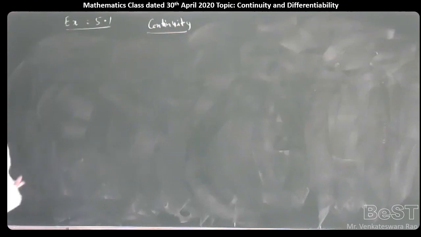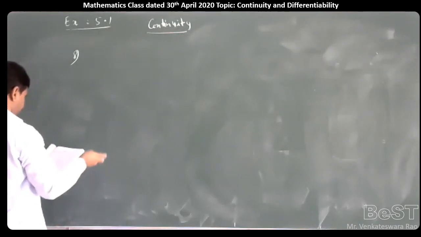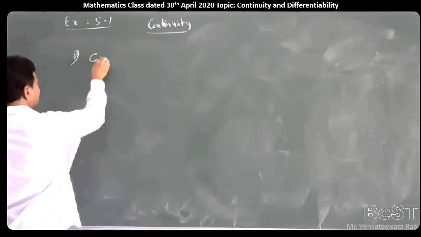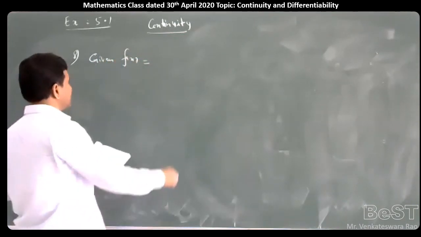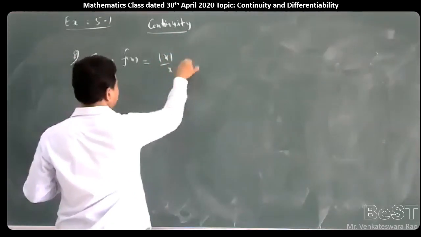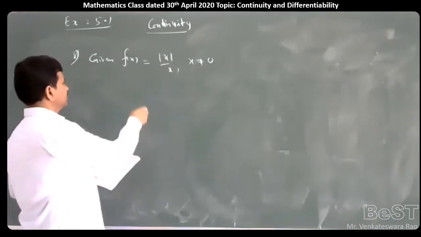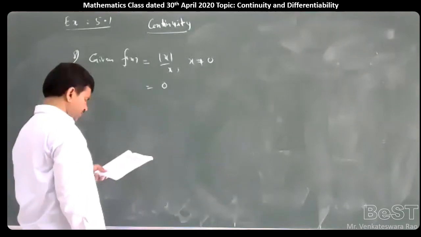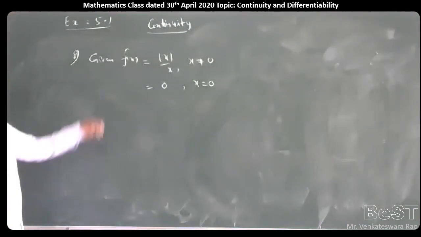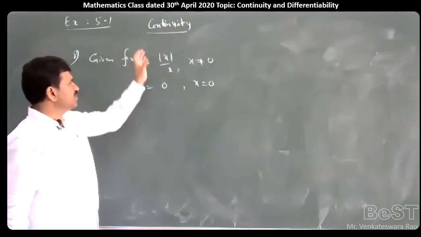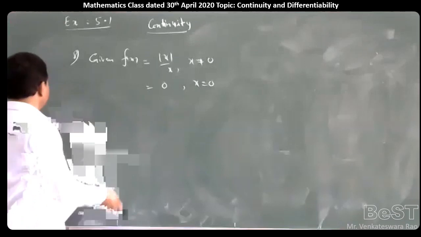Now the 8th problem. Given f of x is equal to mod x by x, when x is not equal to 0, and equal to 0 when x is equal to 0. The function is defined like this. See how to define this function.